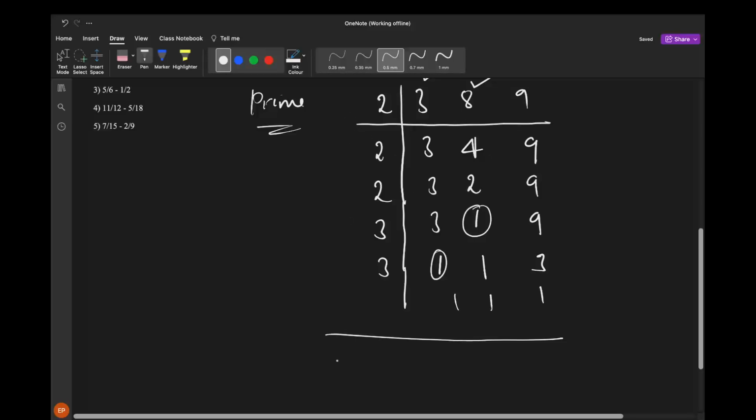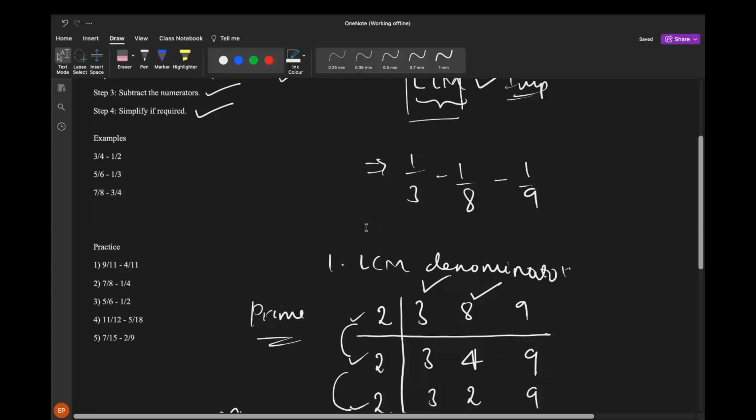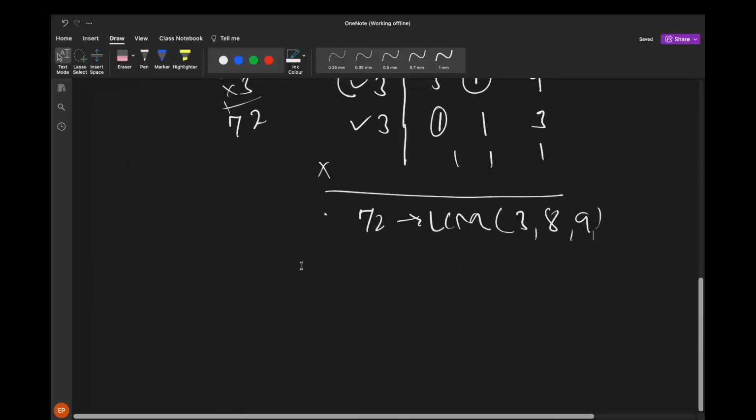What do we have to do to get the LCM? Just multiply these numbers: 2 into 2 into 2 into 3 into 3. 2 2s are 4, 4 2s are 8, 8 3s are 24, 24 3s are 72. 72 is the LCM for 3, 8, 9. Now we got the LCM for 3, 8, 9. Let me write once again here: 1 by 3 minus 1 by 8 minus 1 by 9. So the LCM is 72.